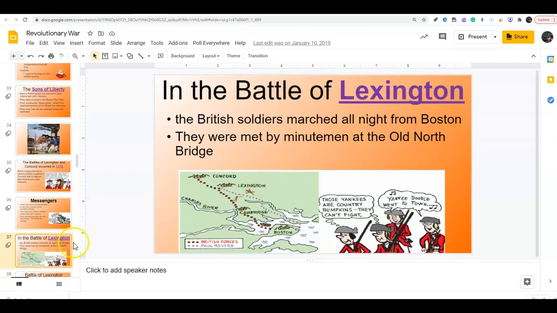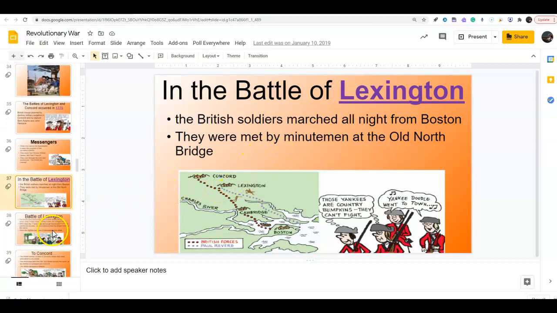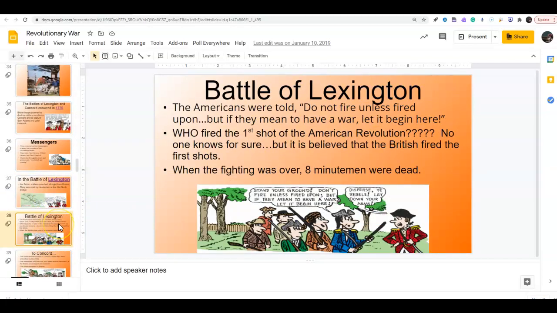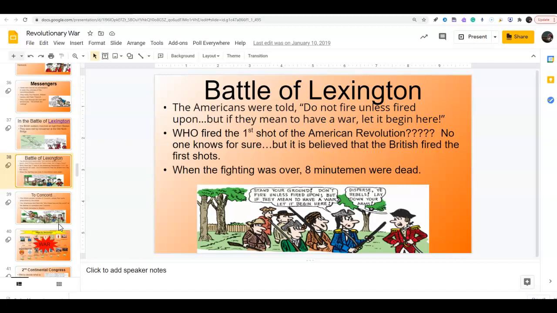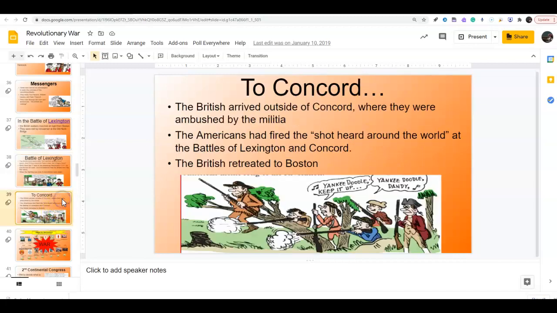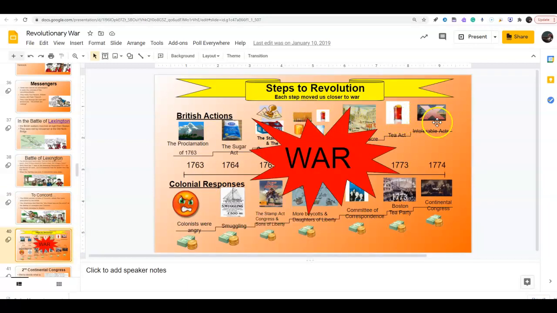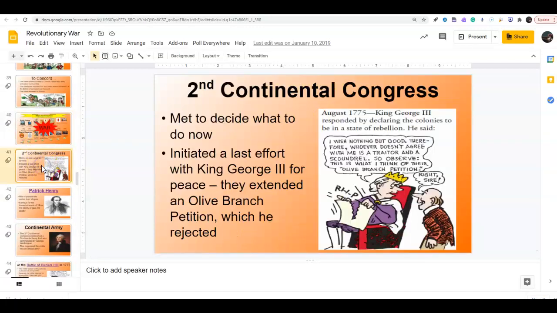The British are coming. All right, so you can see on this map here, they meet at the Old North Bridge, and what happens is 8 Minutemen end up dying. Nobody knows who really fired the first shot. Of course, we Americans are going to blame the British, and the British are going to blame us. So they move on to neighboring Concord, and this is where the shot heard around the world was, that we fire back, and the Revolutionary War has officially started. So if you look here, we got all these events leading up to it, and you have all the colonial responses. Well, essentially what we get is war.